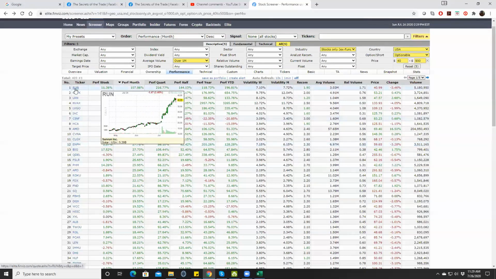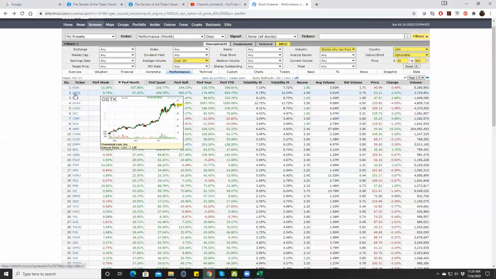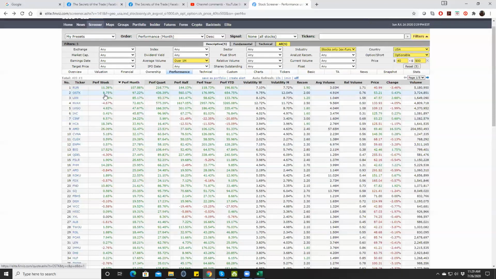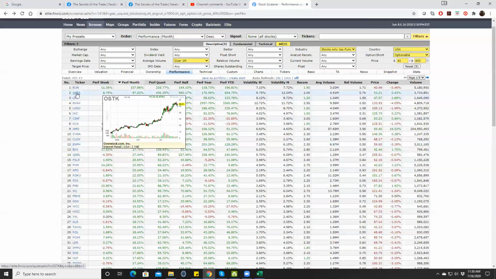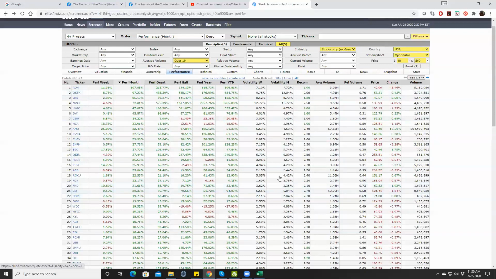So I go through this list. Run looks good. OSTX looks very, very good. Been up for the week, the month, the quarter, and the half year. So OSTK would be a really, really good stock also. So we're going to go through the same process that we did with Run.